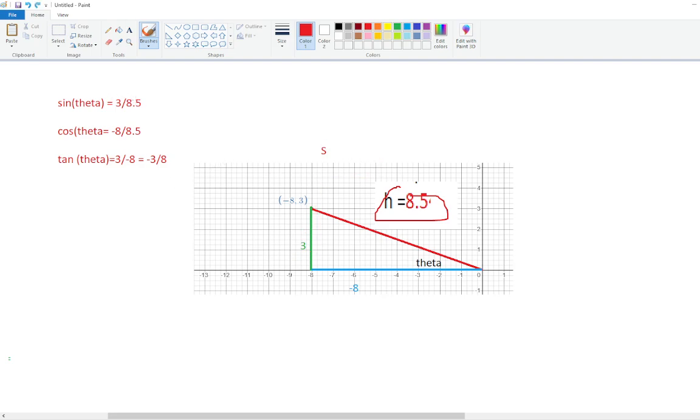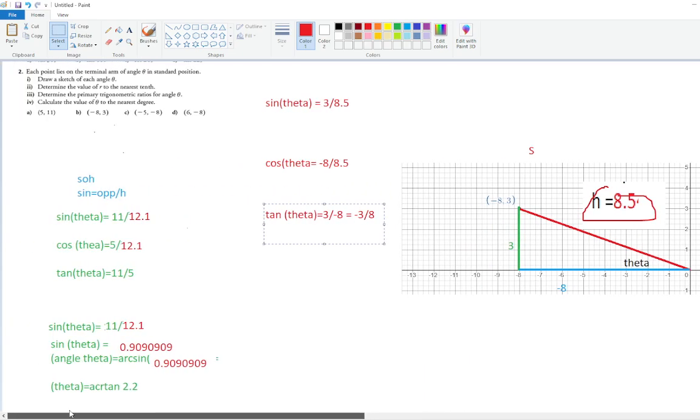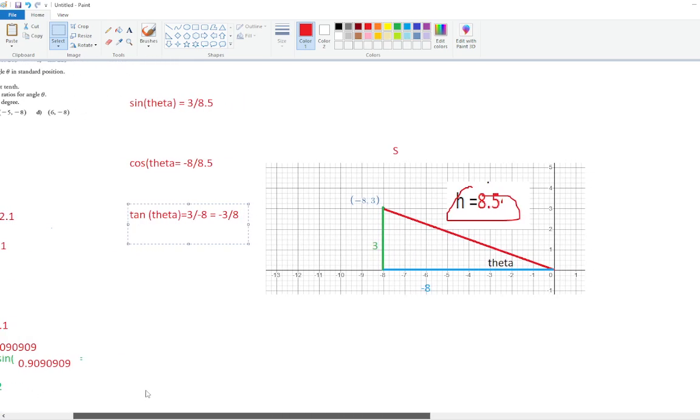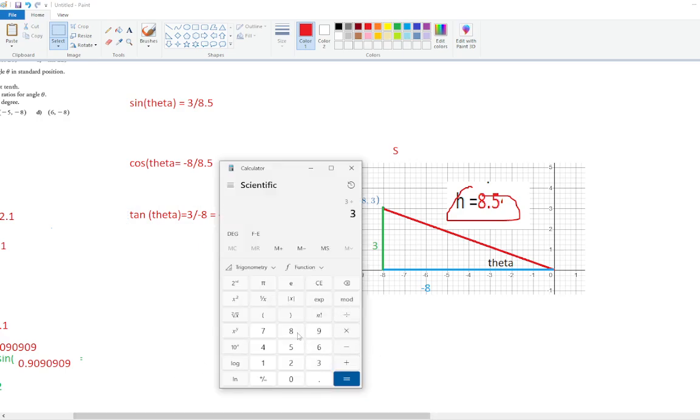Well, then we just got to figure out what they want. So now we can use any one of these. If they want the decimals, I can't remember if they wanted the decimals. Let's have a look. Determine the value of r to the nearest tenth. We did. Determine the primary trig ratios. We did. We can convert them to non-fractions and calculate theta. Well, if they want the decimals, you'd have to do 3 divided by 8.5. You'd get this.